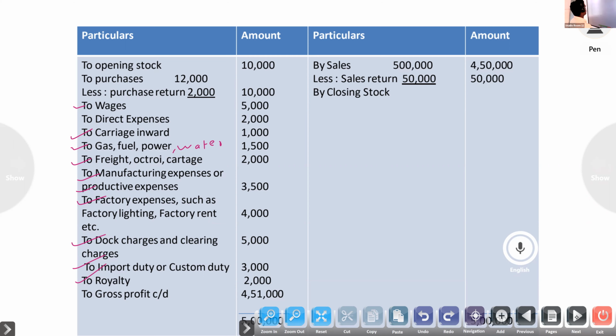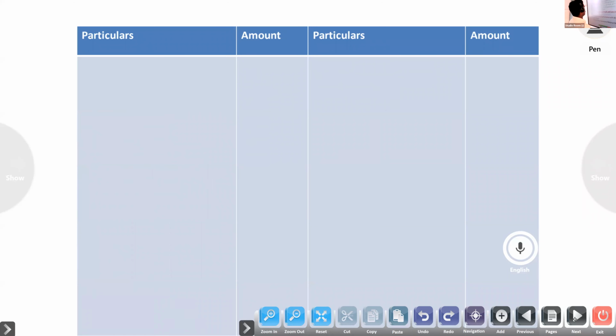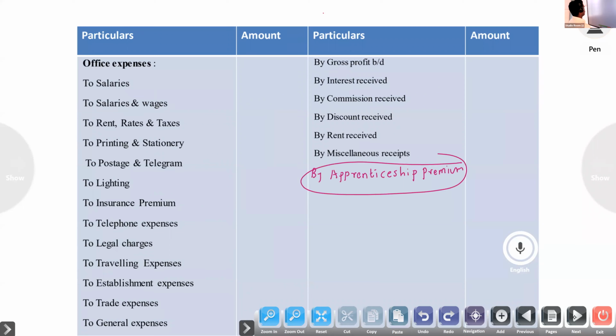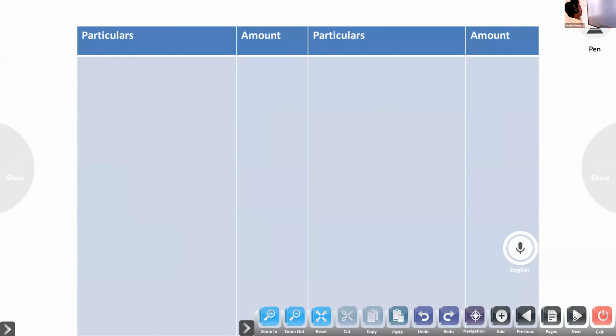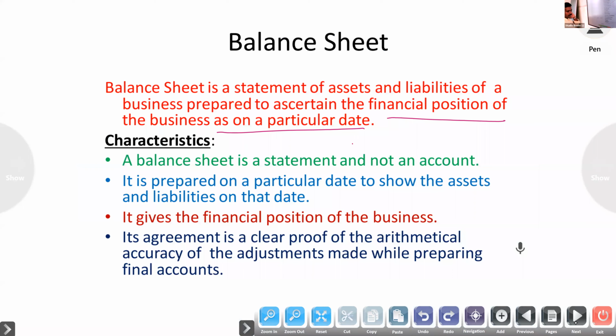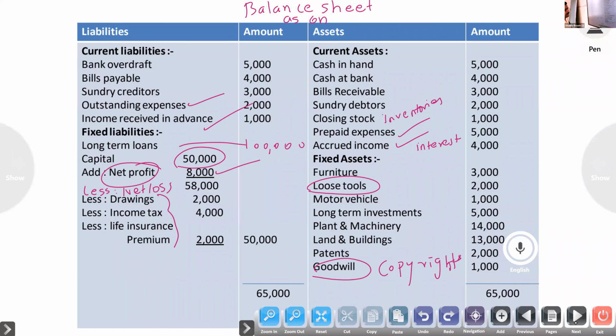Clear? Next, the profit and loss account I said: office administration, non-operating, operating expenses and incomes. Then the balance sheet, this one. Normally we follow the order of liquidity. Any doubts? So we will do one problem, then you look whether you are getting it or not.